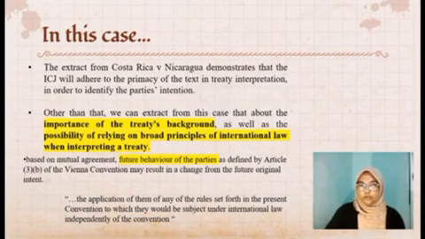This approach gives international courts a significant role in interpreting old treaties. So in conclusion, the longer ago parties signed a treaty, the more difficult it can be to apply the principles of interpretation set out in Articles 31 and 32 of the Vienna Convention on the Law of Treaties.